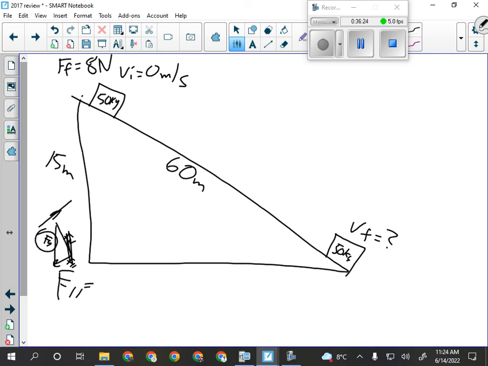F parallel does the work of gravity over 60 meters, where falling off would be the force of gravity working the same over 15 meters. So F is the only force causing work to be done. It's the one that's causing the change in energy. If this is a frictionless ramp, there's no change in energy from top to bottom.